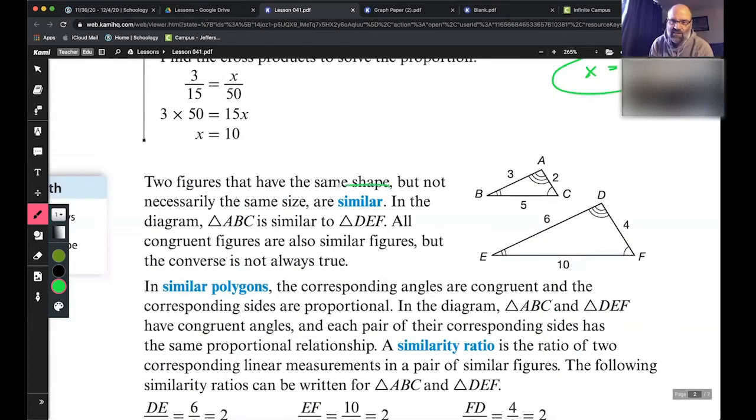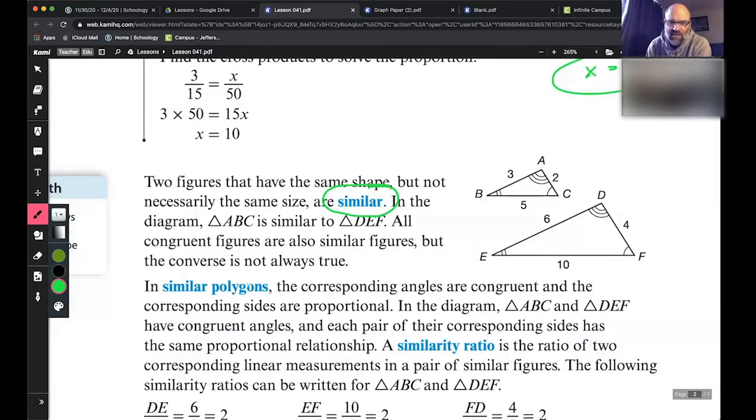Okay. All right. So this is a definition you've heard before. This is similar. So similar means same shape, different size. I almost said same size, different shape. Did I say same size, different shape? That doesn't even make sense. It's the same shape, different size. So see how these have the same shape, but they're different sizes. Okay. So we would call these triangles similar.